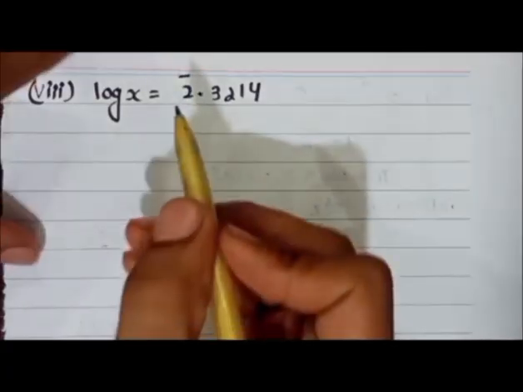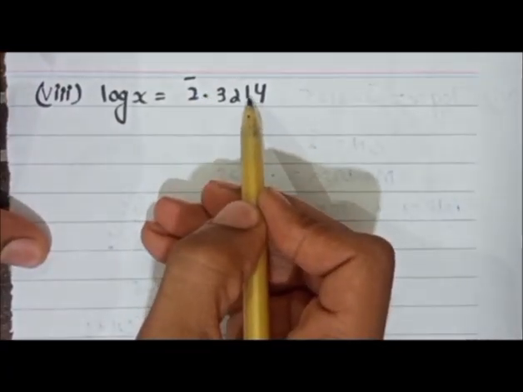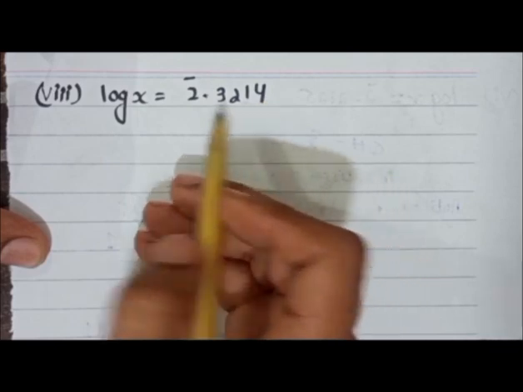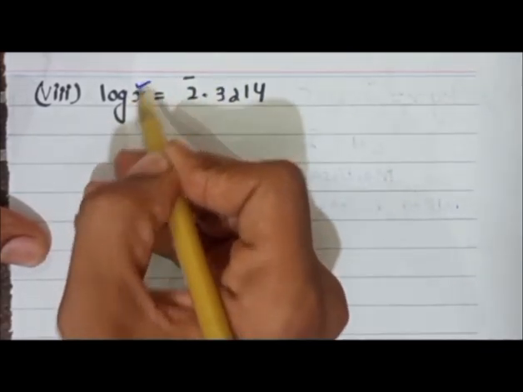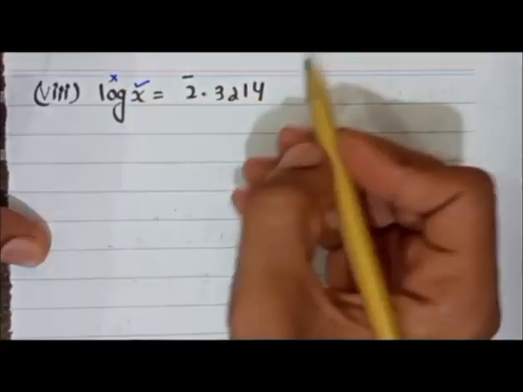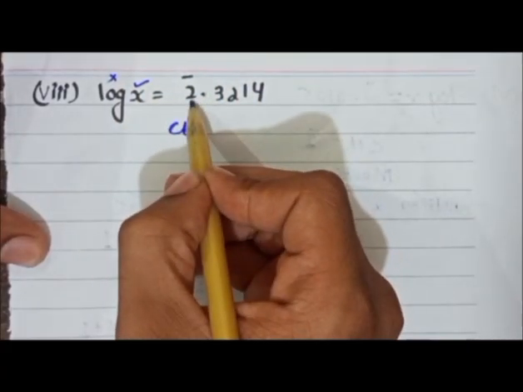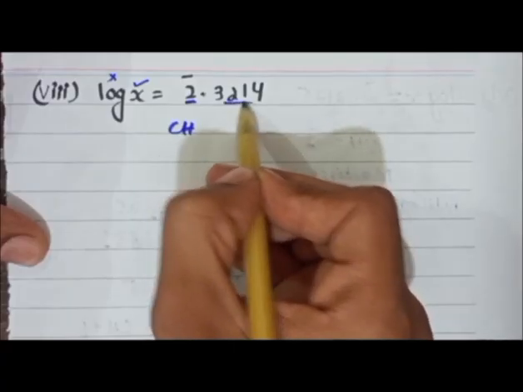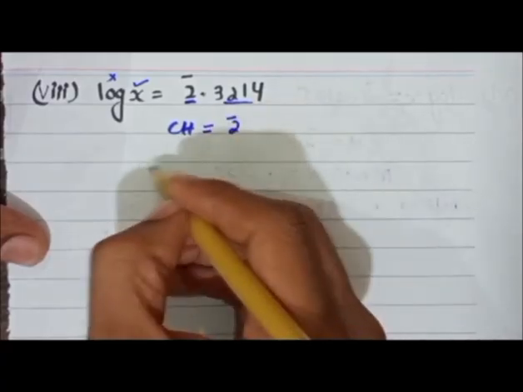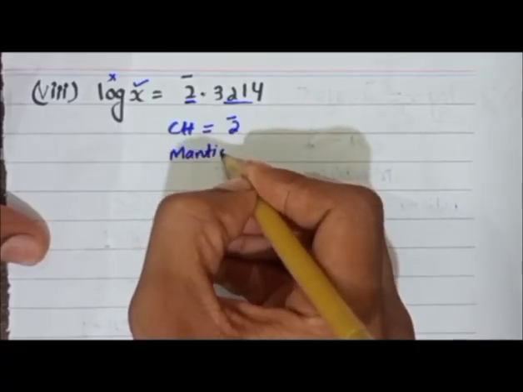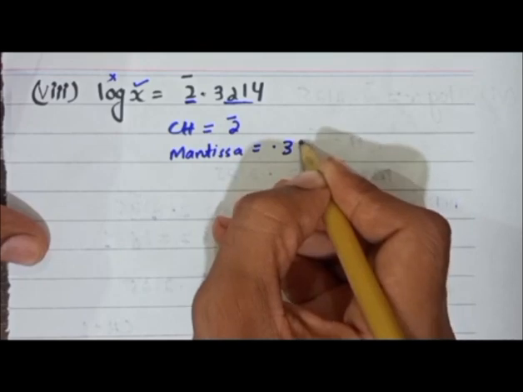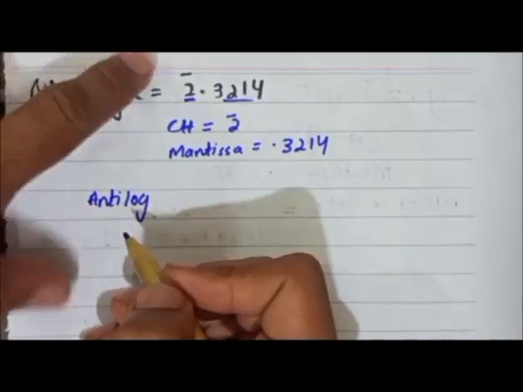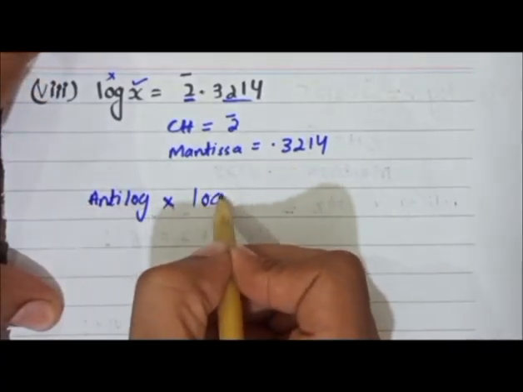Okay, come to another question, number 8. Log x is equal to minus 2.3214. For finding the value of x, I need to remove log and bring antilog. First of all, what is the process step? As you know, it is in logarithmic form, so it contains two terms: one is characteristic, one is mantissa. My characteristic is minus 2 and my mantissa is 0.3214.